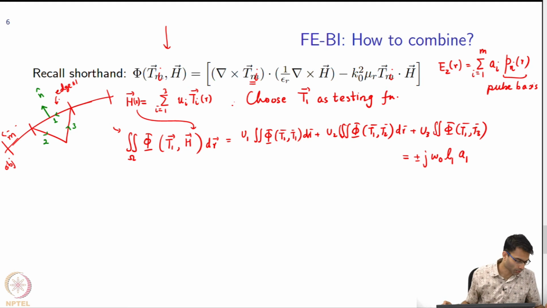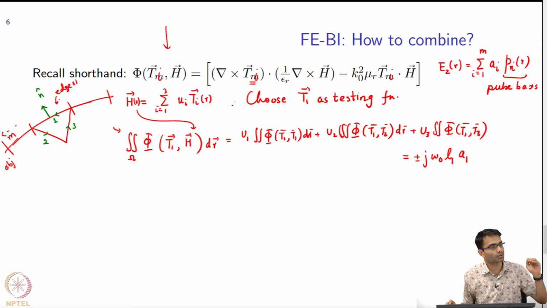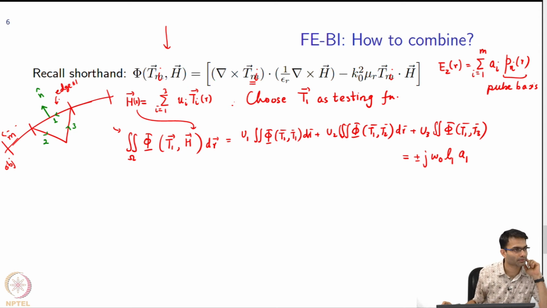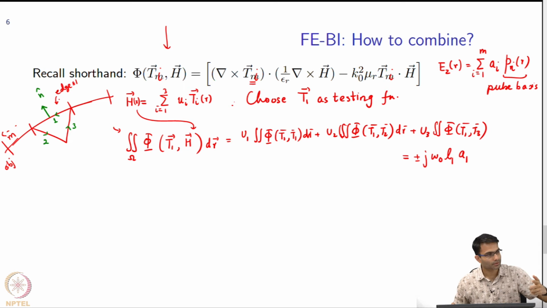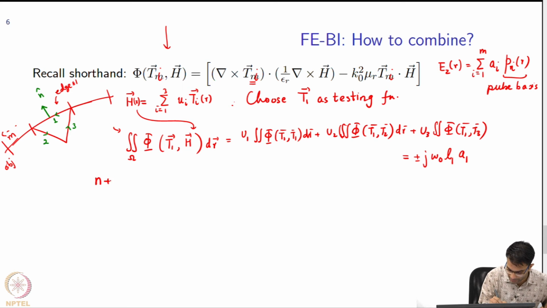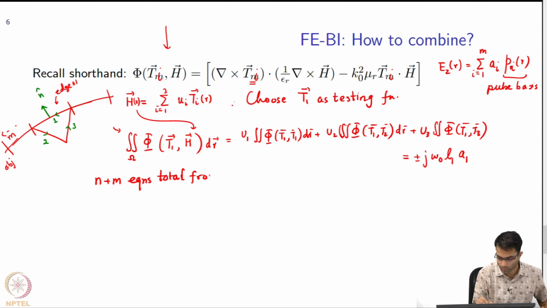Fine. So what kind of system of equations have I got now? If I just do the FEM system of equations, I will have how many equations? I can test along each of the boundaries, I mean each of the edges. So n plus m equations, right? Yeah, we are coming to the boundary conditions.